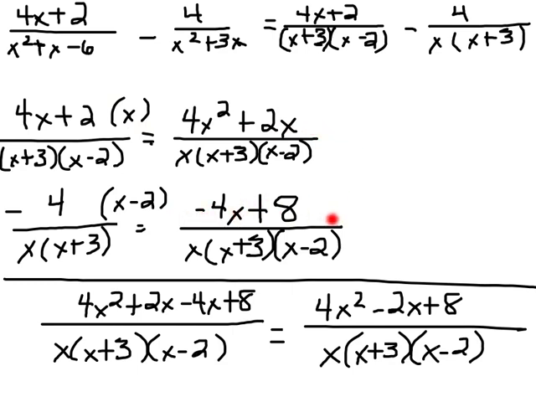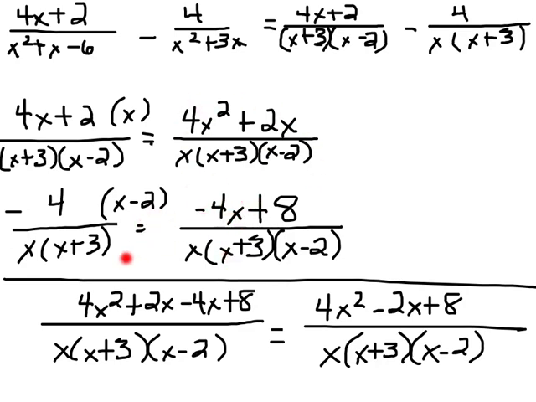I'm going to do the same thing here. What do I have here that I'm missing here? This x minus 2. So, I'm going to multiply negative 4 by x minus 2, and I'm going to get negative 4x, and then plus 8. Now I have to look and see if I've got any terms that will add together, and I do. I have a 2x and a negative 4x.